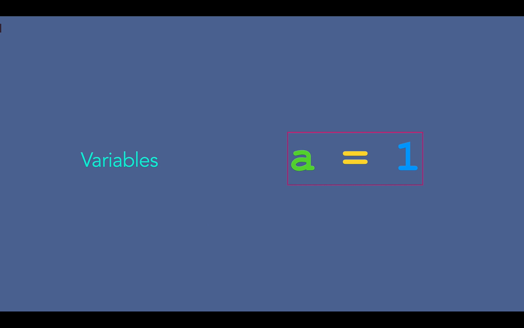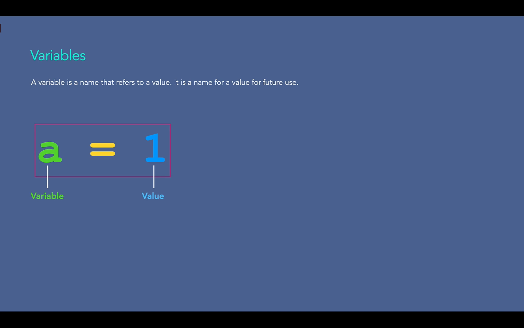Alright, in the last lecture we have learned what a value is and we have learned different types of values. Now in this lecture we will learn one of the most powerful features of programming language, which is called a variable. A variable is a name that refers to a value. Basically, we are giving a name to a value for future use in our program.